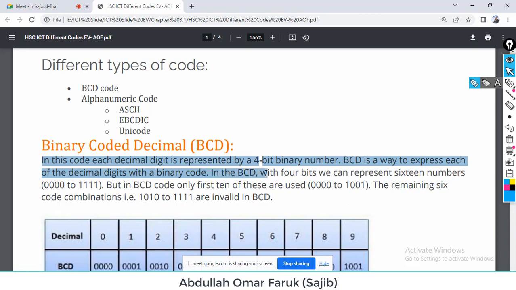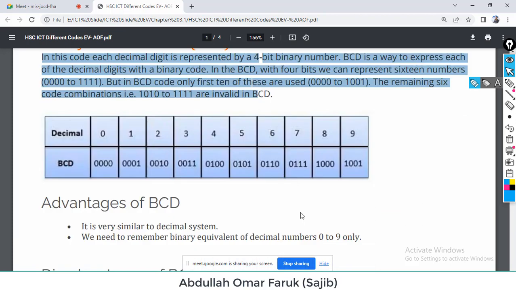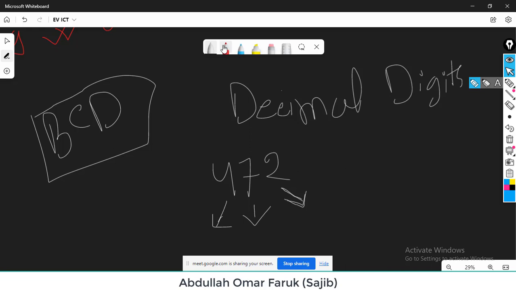In BCD with 4 bits we can represent 16 numbers. Let's see. Can you recall the magic number? This is 8421. Using this 8421 I have to write 4 binary digits for each and every decimal digit. If I work with 2 first, the 2 place is used for making the binary of 2, so I write 1 underneath the 2, and the rest of the digits will be 0. So the binary of 2 is 0010.